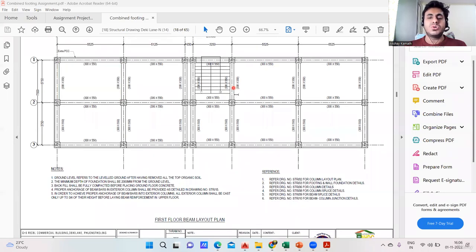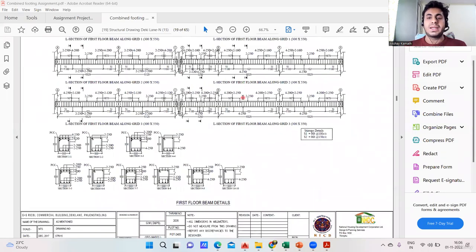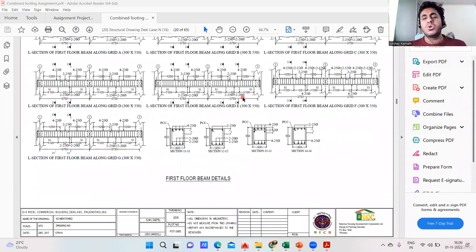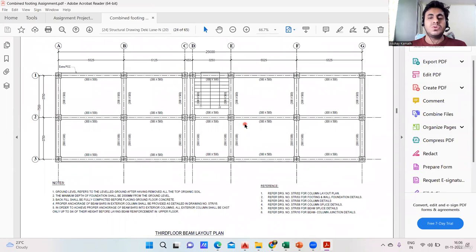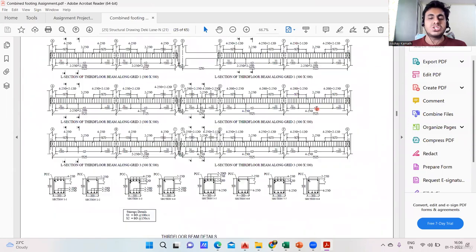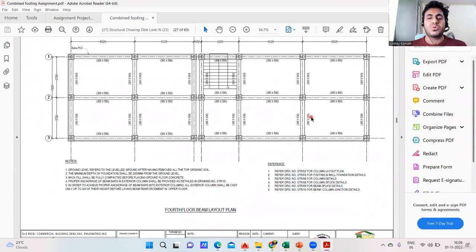So if you have understood my main project, where I had taken a G+2 residential bungalow, you don't have to do it, but go through the drawing once again, so that if there is any confusion, or if you're not able to understand a few things, then you can always get back to me. Okay.